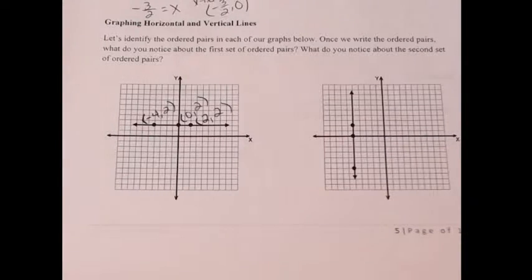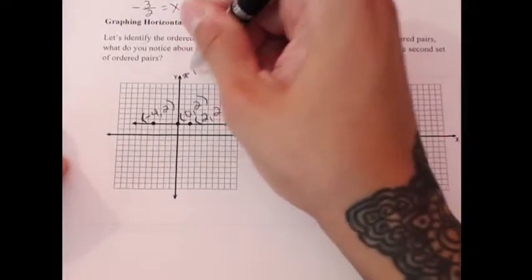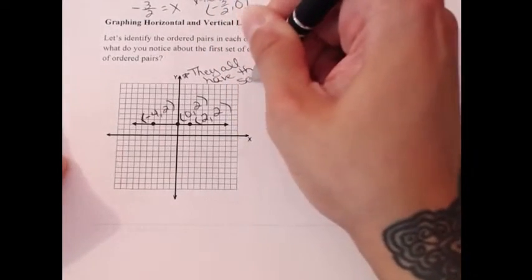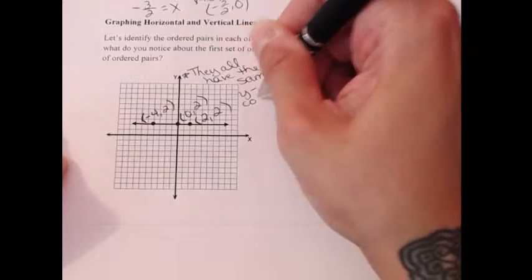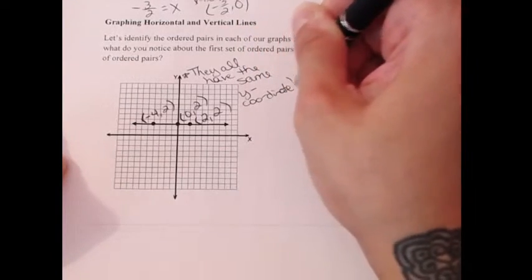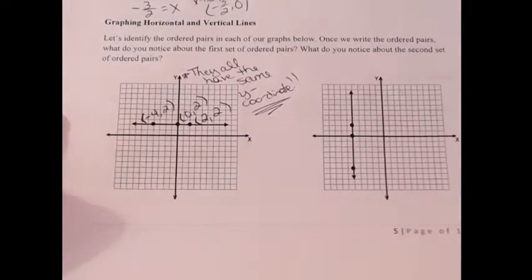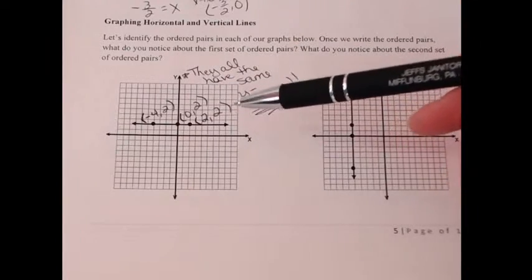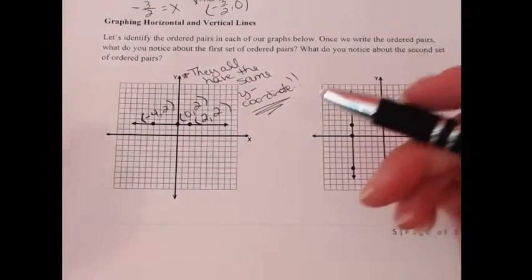Do you see how each of those ordered pairs all have the same y coordinate? I'm going to make a note of that. They all have the same y coordinate. That's pretty crazy, right? Would you all agree with me that if they all have the same y coordinate, then this means that y is 2? Guess what? You just found the equation of the line.